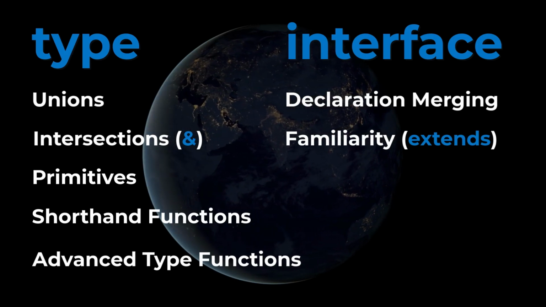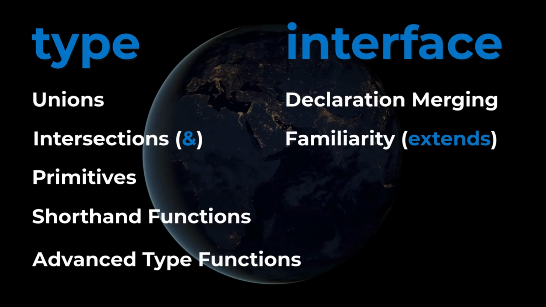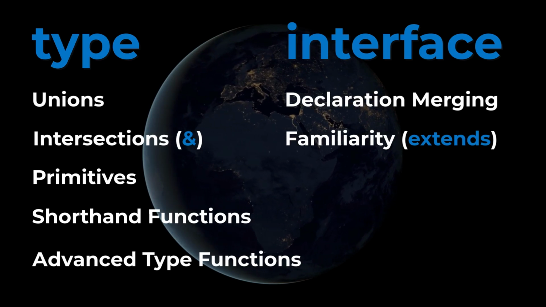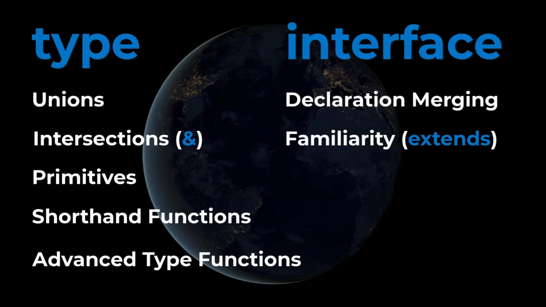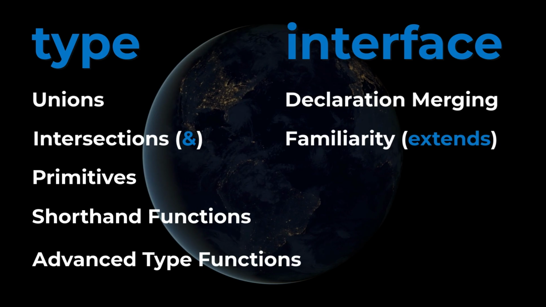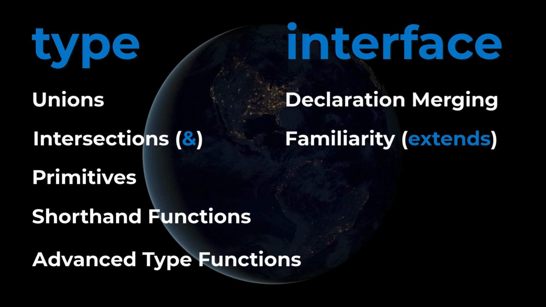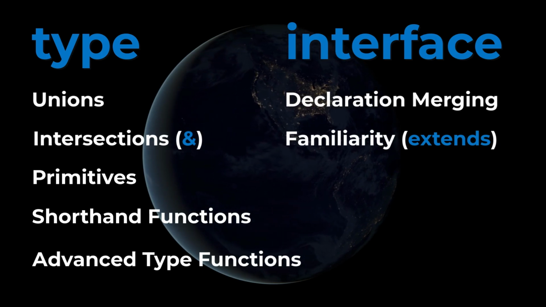Personally, my default stance is that I use types unless I need to use interfaces for a particular reason. For example, I'm working with an API that needs declaration merging, or working in a codebase that has deep type hierarchies where extends feels a bit more natural than intersection types.